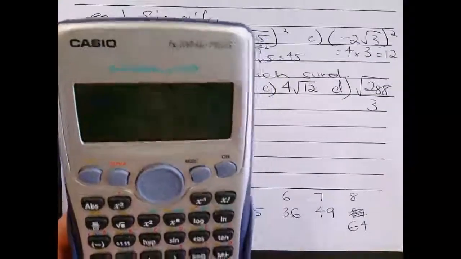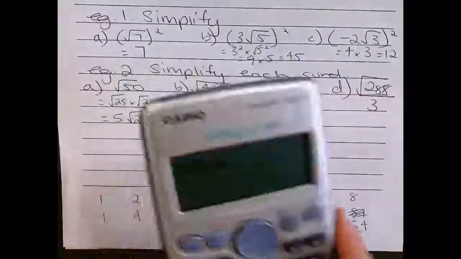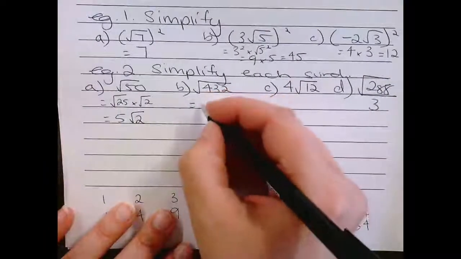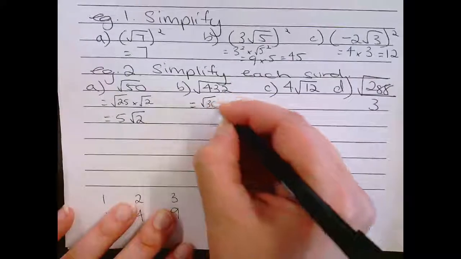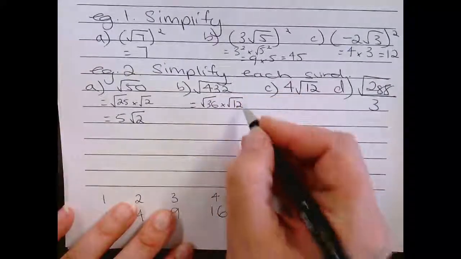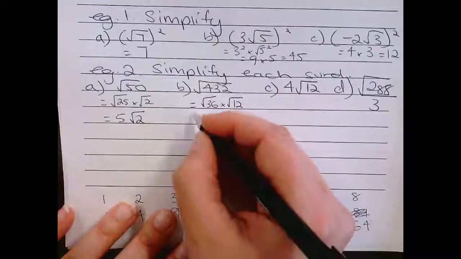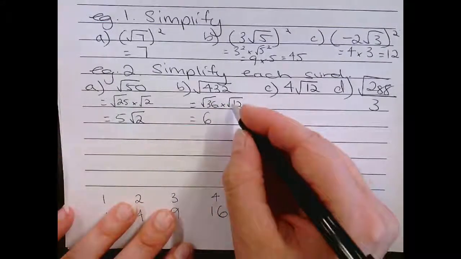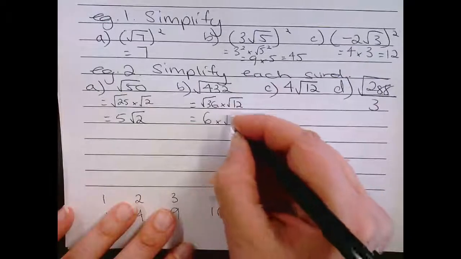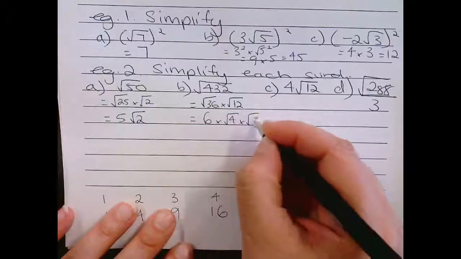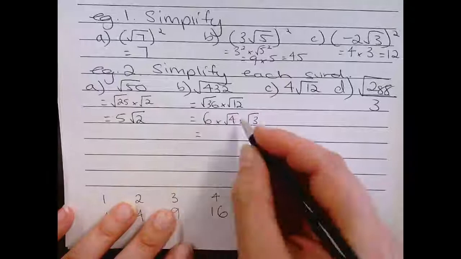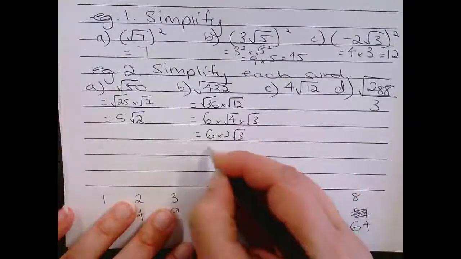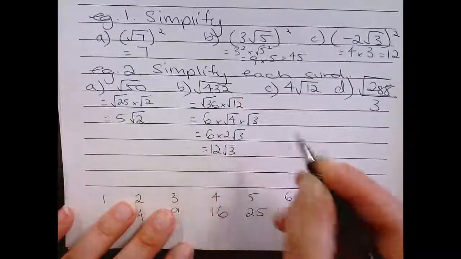So 432 divided by 36 is 12. So if I make that square root 36 times square root 12, and I'll just keep simplifying these anyway. So square root of 36 is 6. Square root of 12, well 12 can be split into 4 times 3. And the square root of 4 is 2. So 6 times 2 root 3, which is 12 root 3.